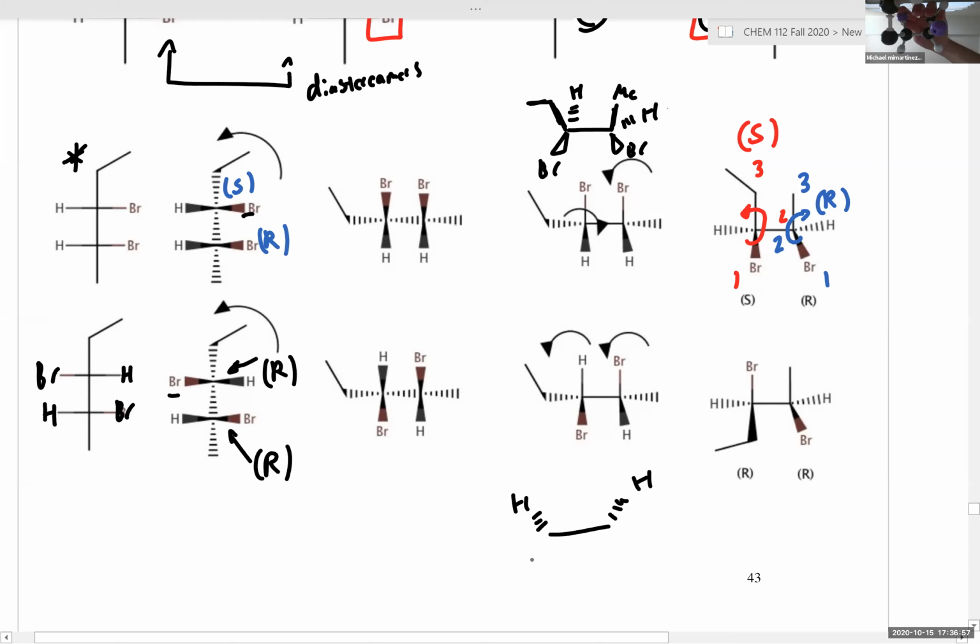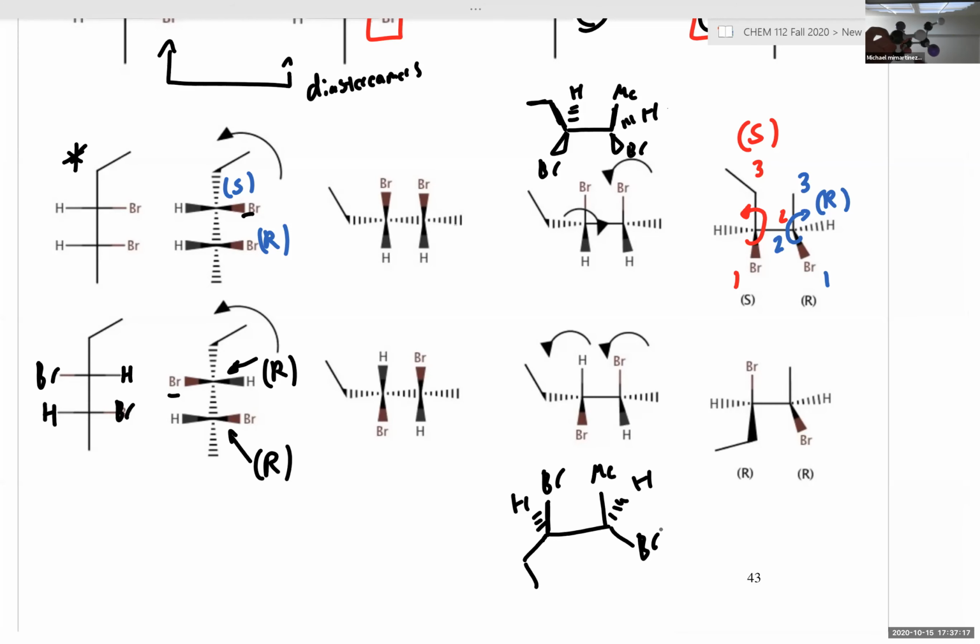On the left-hand side, I have my ethyl group and my bromines up top. On the right-hand side, I have my methyl group up top and my bromine on the right. Does everyone see how I drew out this structure? Does everyone understand how I drew out this structure? Does everyone see how the model matches the structure that I've drawn?